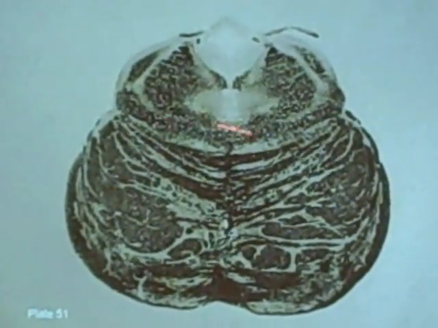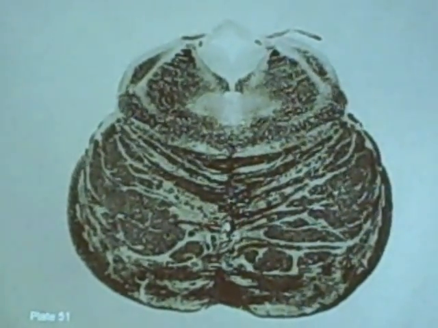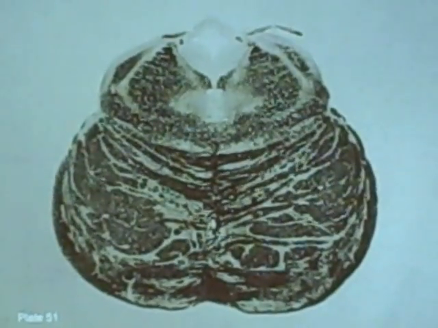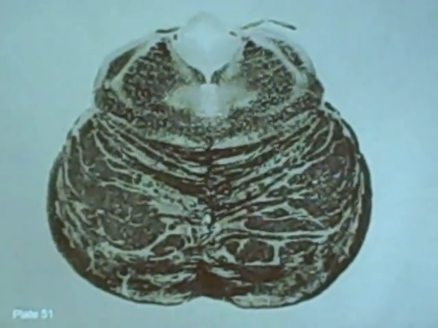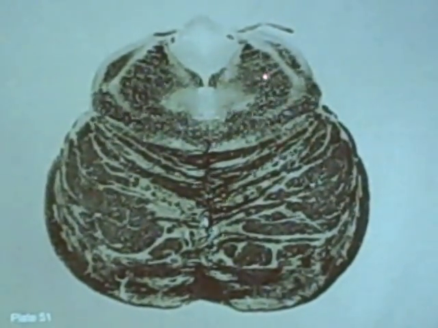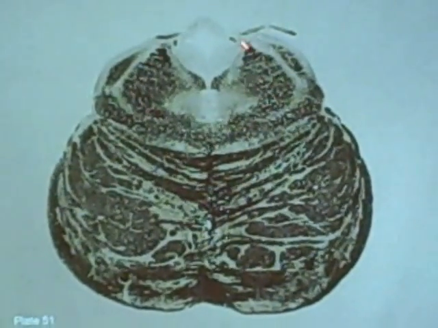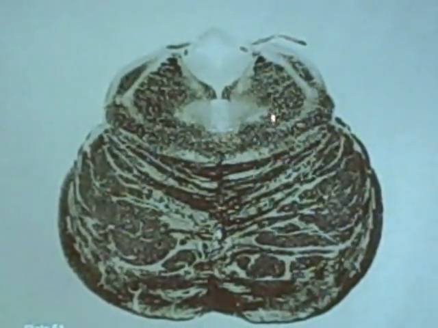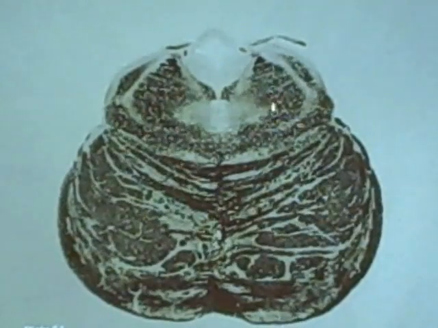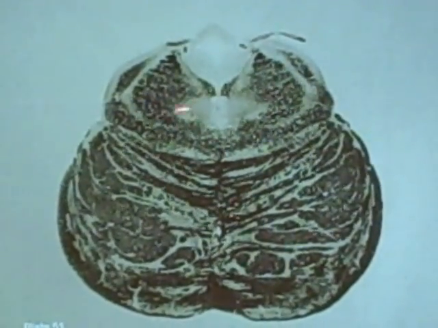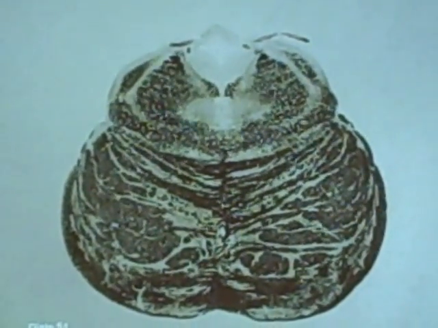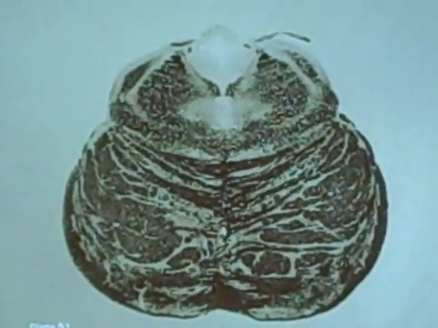Pons with pons nuclei and scattered pathways. Okay, now what we see here is the superior cerebellar peduncle. The most medial part is the central tegmental tract, but most of this is the superior cerebellar peduncle. And on the next slide, we'll see where the peduncle crosses.